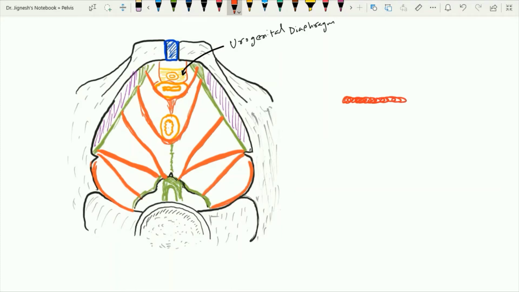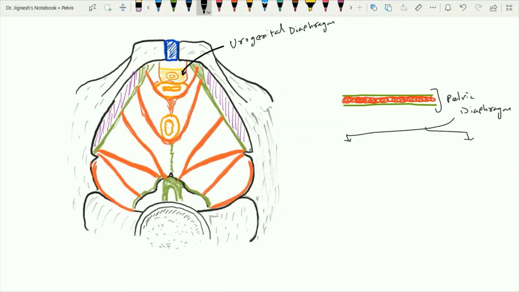So when we see the pelvic diaphragm, it is formed by one muscular layer, which is covered by one fascia above it and one fascia below it, and these three structures are collectively called the pelvic diaphragm. And this pelvic diaphragm consists of two muscles. One is the levator ani muscle and the other is the coccygeus muscle. Now let's see both these muscles in a little bit more detail.